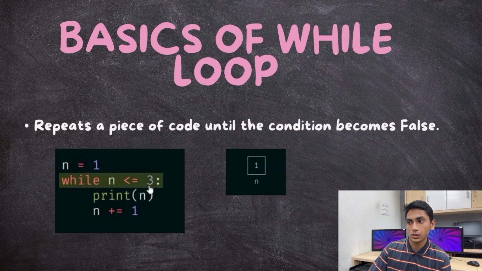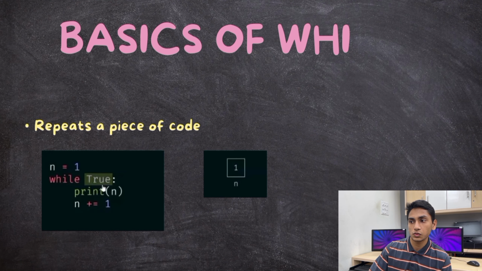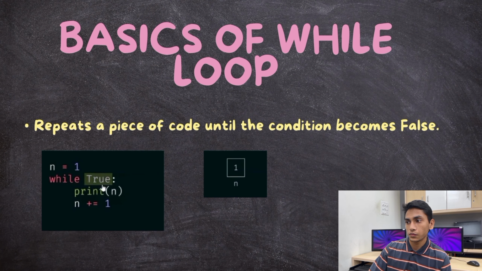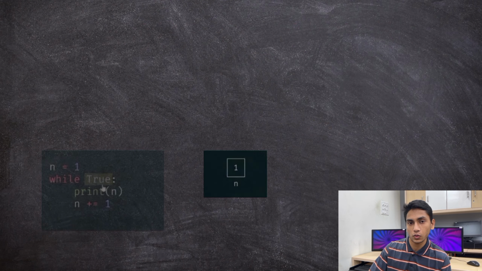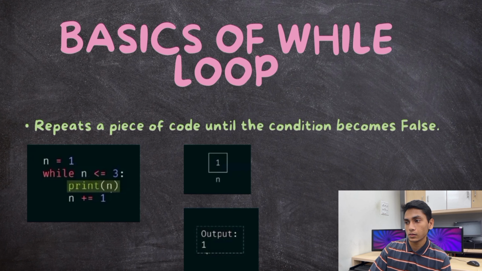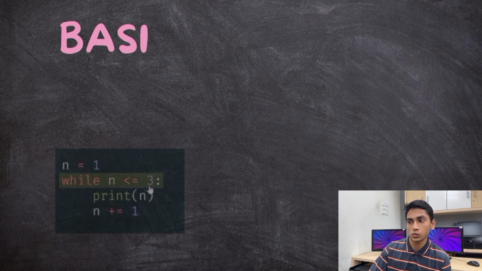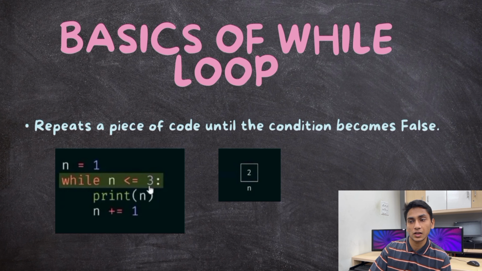To demonstrate how this code works, first of all, in the while loop, the condition n should be less than or equal to 3 is checked. We know that n is holding the value 1, so this condition evaluates to true. Hence we will get inside the while loop. The first line is print n. This will print the value of n, that is 1. So we will get the value 1 in output. And then n plus equals 1 means the value of n is incremented to 2.